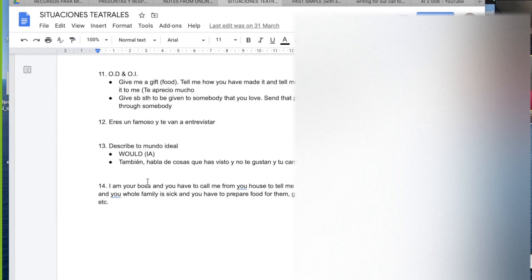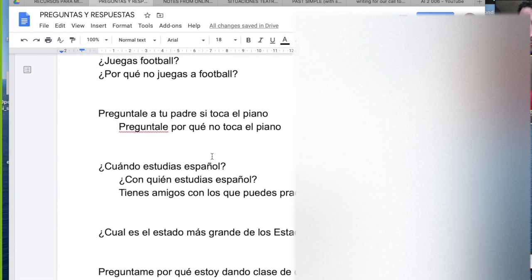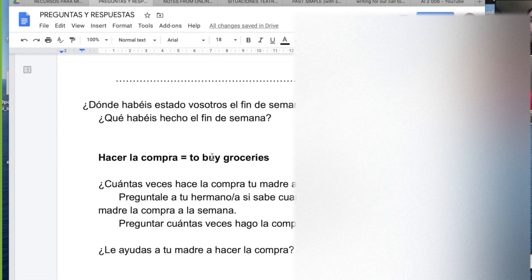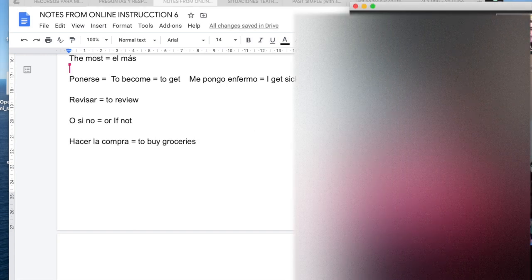Vale, chicos, yo tengo unas preguntas aquí para vosotros. Vamos a empezar con... Bien. Mirar aquí. Hacer la compra. I'm going to stop sharing here. La compra is to do groceries. Grocery shopping. Hacer la compra. To buy groceries. Vale, perfecto. Bien.